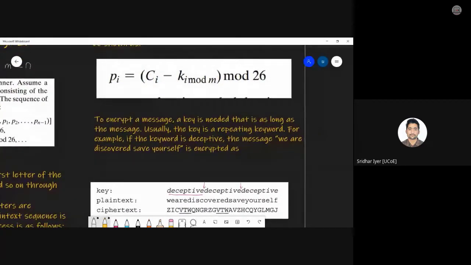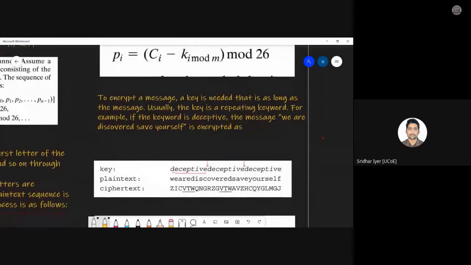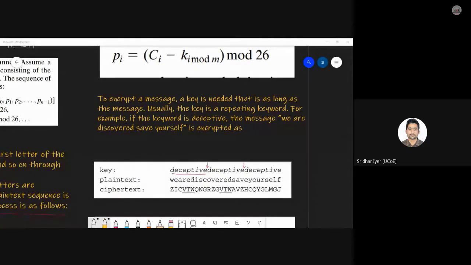Okay. I guess you are now able to see the example. The key is given something like this. Deceptive. As you can see, I have taken this example from the book only. The key is mentioned as deceptive. The plain text is long. Obviously, the plain text has to be longer than the key. The plain text is we are discovered, save yourself.